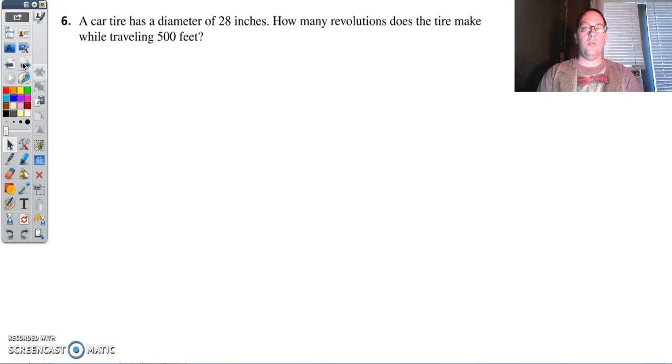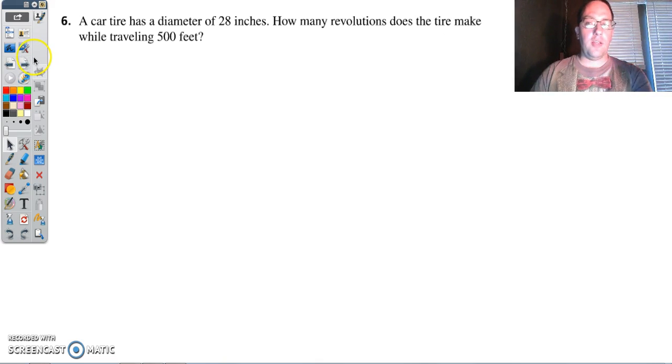All right, what I want you to do is the same thing. Here we have a car tire of 28 inches diameter, so it always tells us that, and we want to know how many revolutions it's going to take to go 500 feet. I want you to pause the video, work this out, then come back and check your answers.